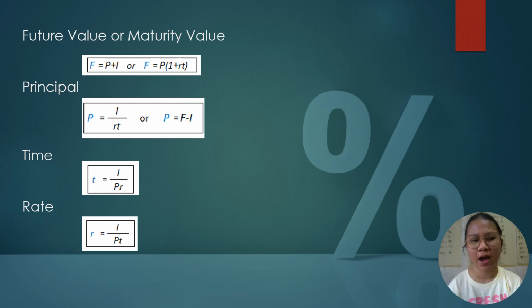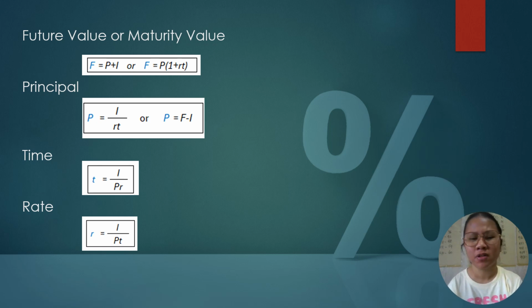In this slide, I will show you the other related formulas. Future value or maturity value is computed by getting the sum of the principal and the interest due. In computing the principal, you can either divide the interest over rate times time or deduct the interest from the final value.